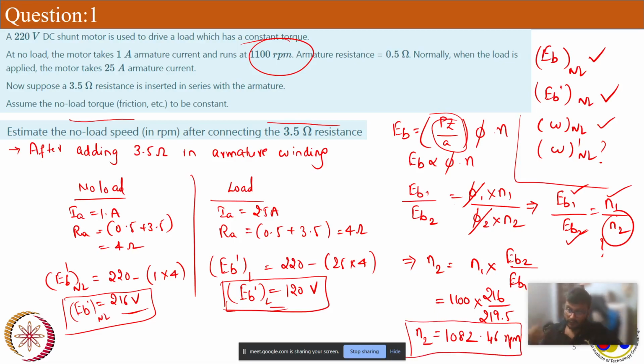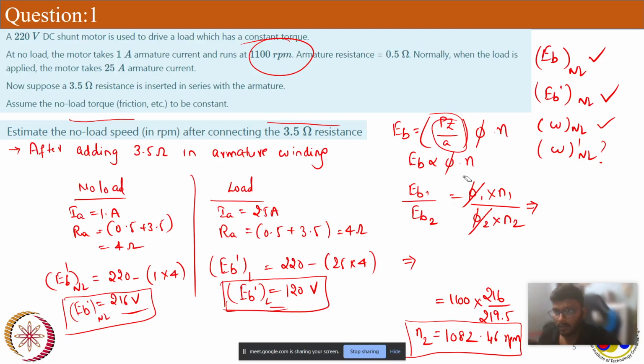So you can now see initially, EB2 divided by EB1, right? Yeah, EB2 is the voltage after adding series resistance. All the twos are secondary, like that is the second case where I have added 3.5 resistance. Okay, I'll just write it like this. One second. It could be of a confusion. Let me write again like this. EB no load by EB dash no load is equals to N no load by N dash no load.